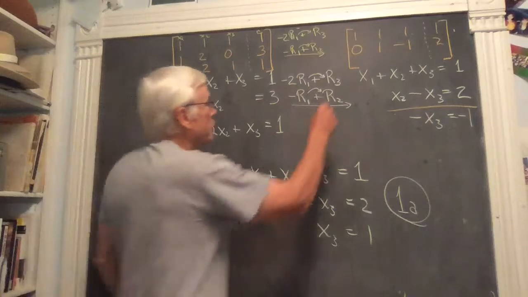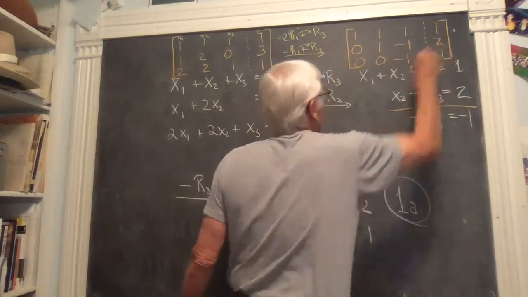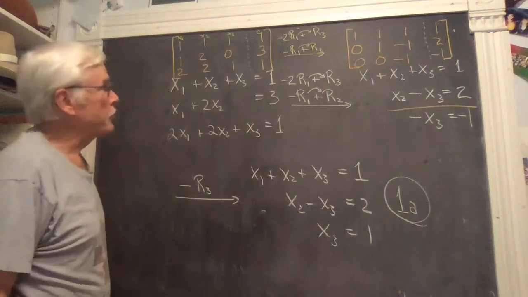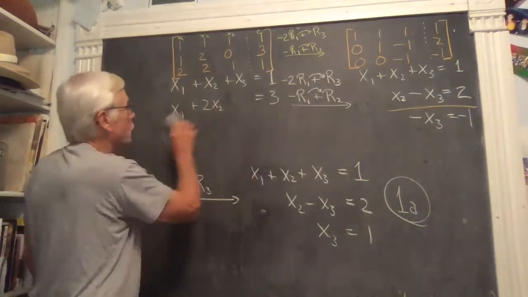And then the last one is 0, 0, minus 1, minus 1. So this is our second array. I'm going to erase the equations now and just work with the arrays.